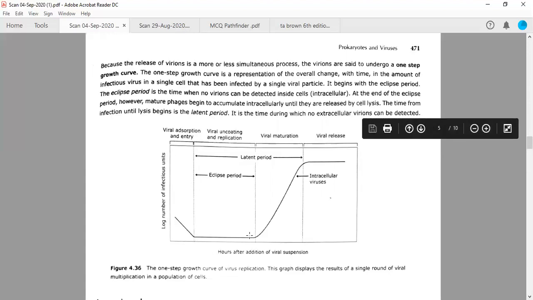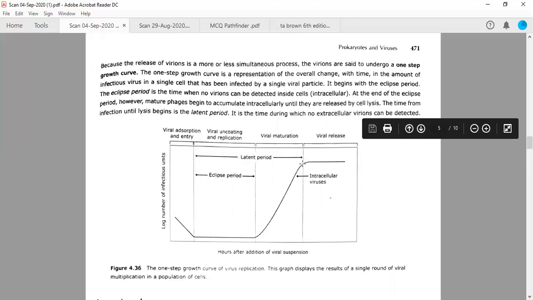And then for some time it will remain here, because in this eclipse period, actually, these viral particles are hacking the machinery of the host cell. They will start replicating and synthesizing the proteins with the help of machinery from the host cell. Then there is a latent period, which includes both the eclipse period and this period in which the number is growing. So it will show intracellular viruses, right?